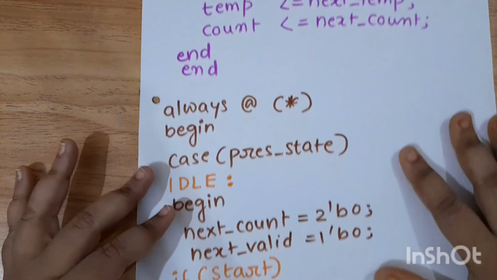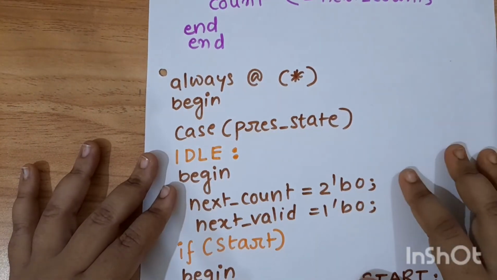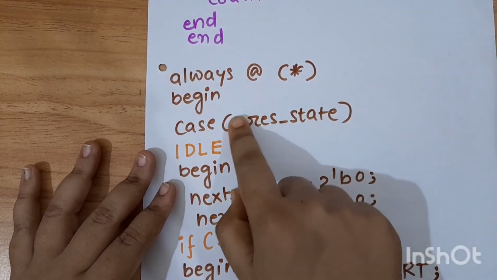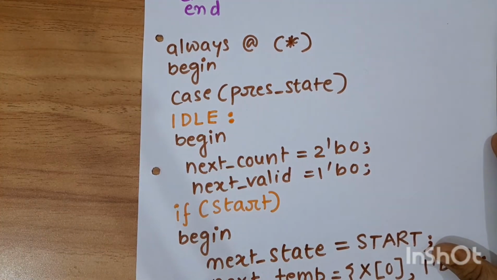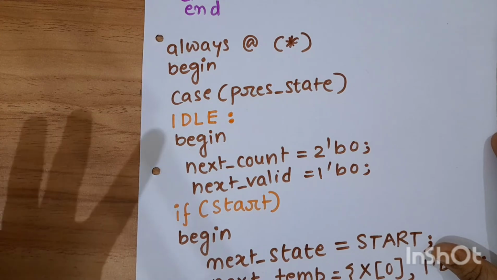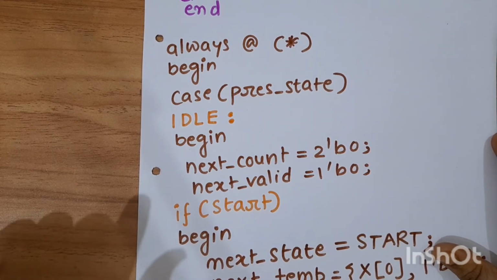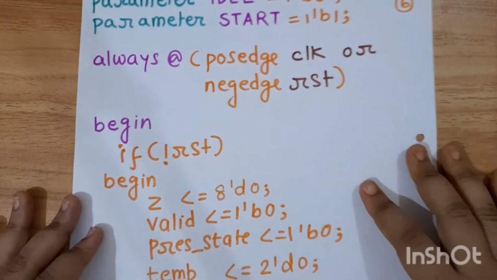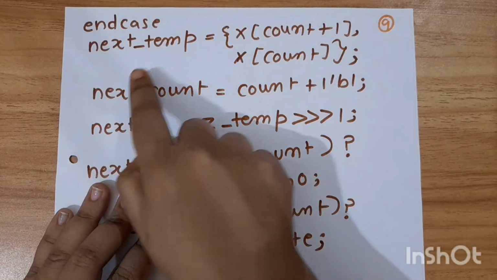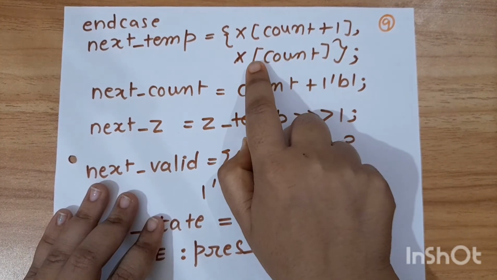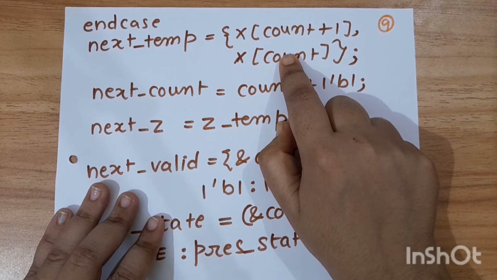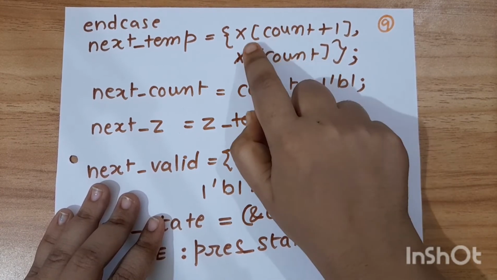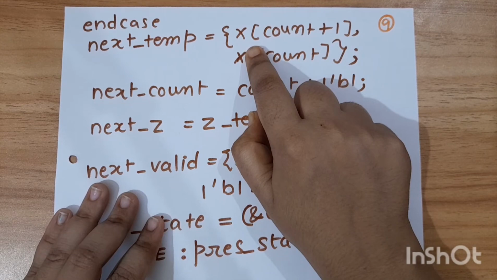Okay, and this always block, where we check for the present state in the case statement, whether it is idle or in the start state. Okay, and we go to the respective begin and end block. So this always block and this always block, they both run parallelly at the same time. Now here is the next step when we are concatenating the Q0 and Q minus 1 bit of the multiplier. In our case, X is the Q, that is the multiplier.